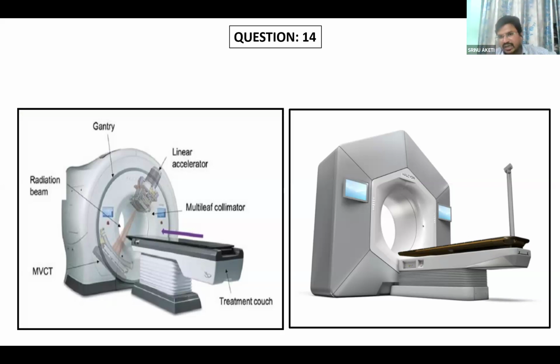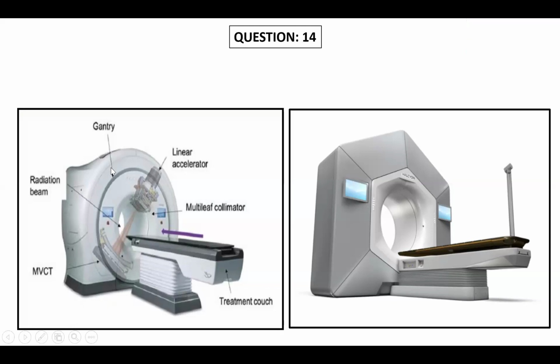But it is rotating. It's the shape of a CT scan. But in Tomo, even though it is a ring gantry, it treats slice by slice. So people will get confused, thinking both are the same, Tomo and Halcyon. No. Halcyon is equal to a conventional linac, because the entire tumor will be treated at a time by modulating the MLC. But here, the gantry is rotating and treating slice by slice.